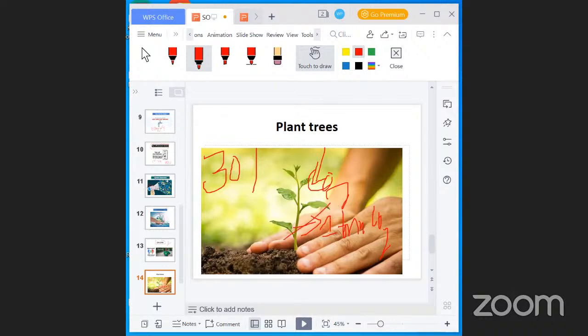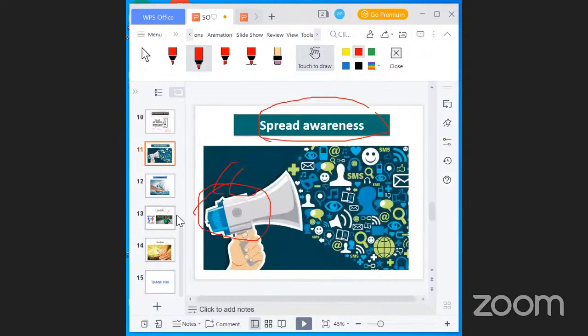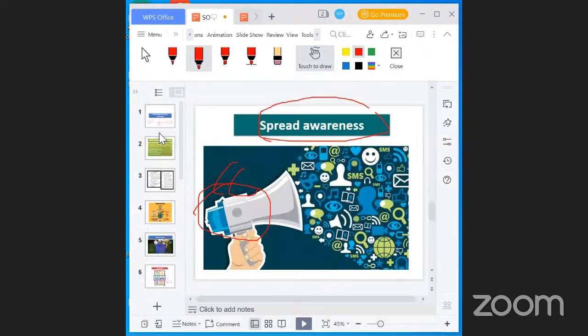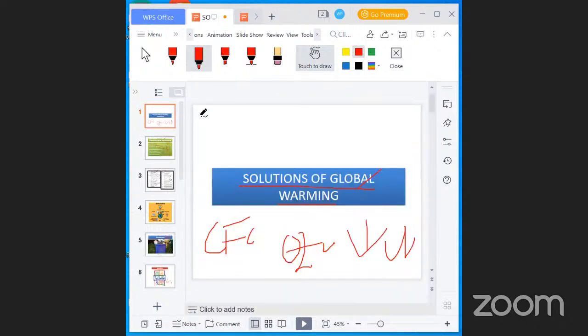So plant a tree, start digging, and during photosynthesis, trees and other plants absorb carbon dioxide and give off, what is that? Oxygen, right? So these are some of the solutions for global warming.